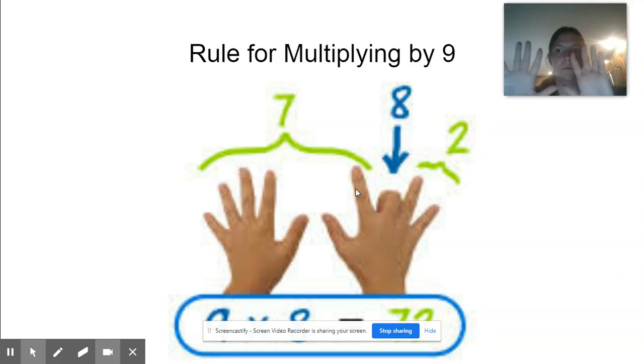I could also do 9 times 4. So I'm going to start with my pinky finger, 1, 2, 3, 4. I'm going to put my fourth finger down, and then I'm left with 36. That's just a quick rule that you can use if you like using your hands, or you can use one of the other methods that I've talked to you about.